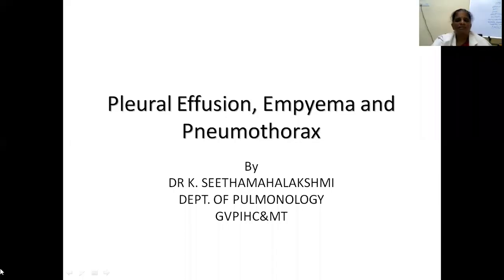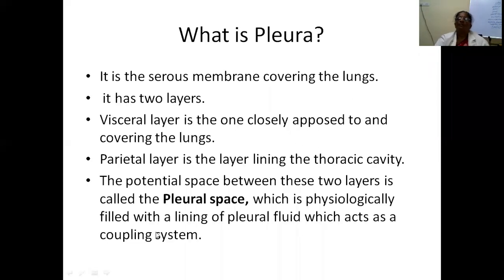Good morning, students. Today we will discuss pleural conditions like pleural effusion, empyema, and pneumothorax. Before starting the disease process, we should know what the pleura is. I think you remember, everyone should remember this. Pleura is a serous membrane covering the lung.